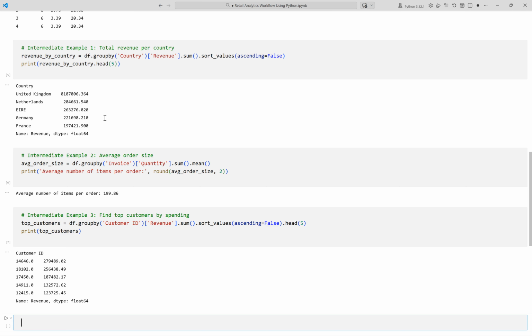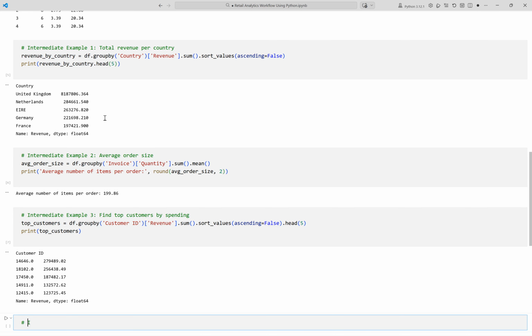Notice how grouping by customer ID and summing revenue reveals the highest value customers, which is essential for identifying key clients in retail analytics. This practice ensures you're analyzing revenue correctly by aggregating sales per customer rather than individual transactions. Practice prompt: how would you filter to show only customers from a specific country in this top customer summary?